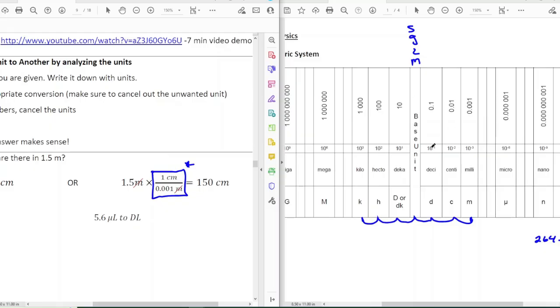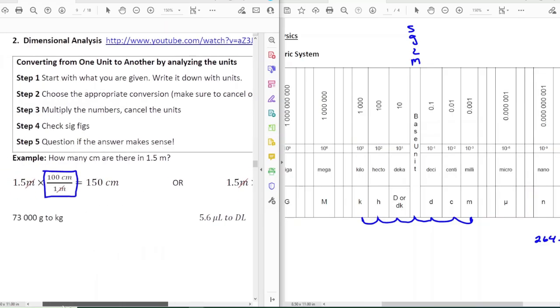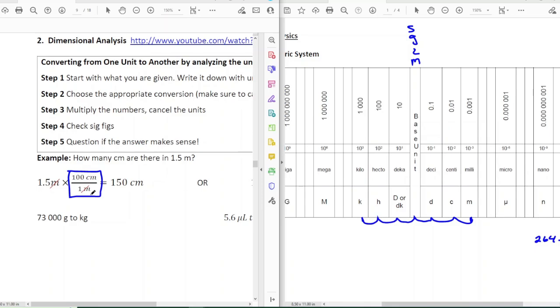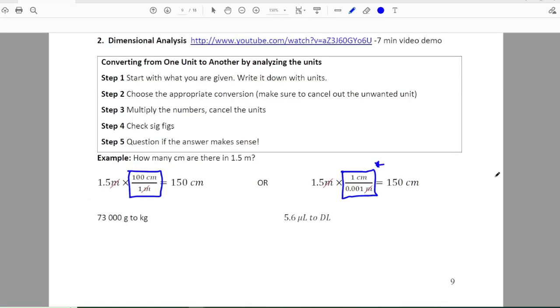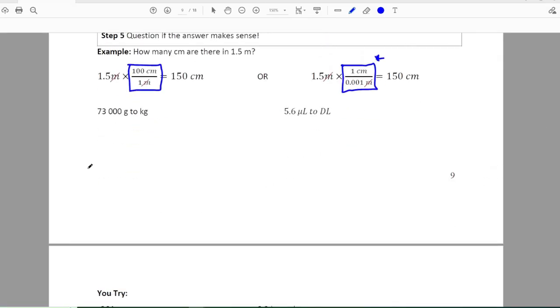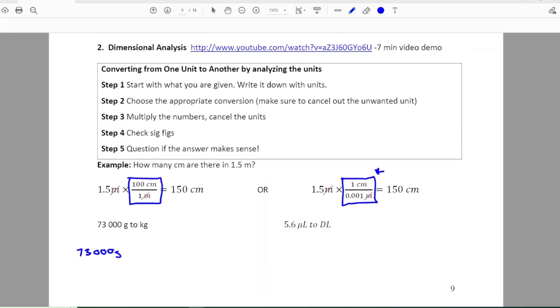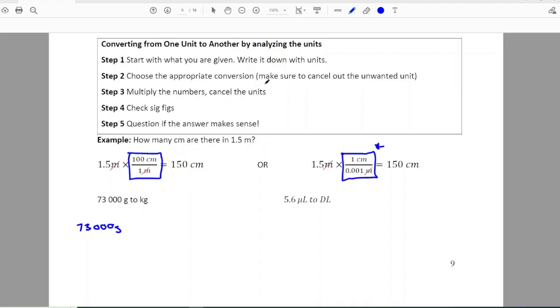Okay, so if you want to use your slidey chart, these numbers are what can give you your conversion, but you're more than welcome to also just use baseline knowledge to say that 1 meter is 100 centimeters instead of trying to use this chart, which can sometimes be confusing. So if I wanted to go from grams to kilograms, I write first off what I have. Let's do it with the steps here. I skipped them. Step number 1, start with what you were given.